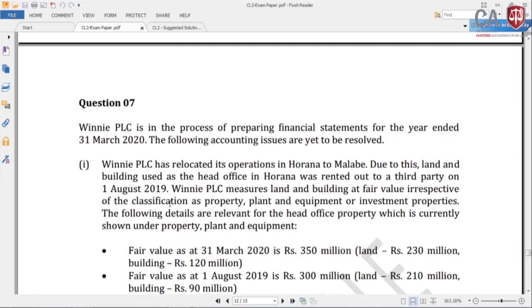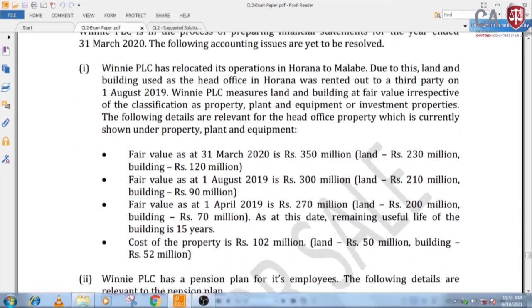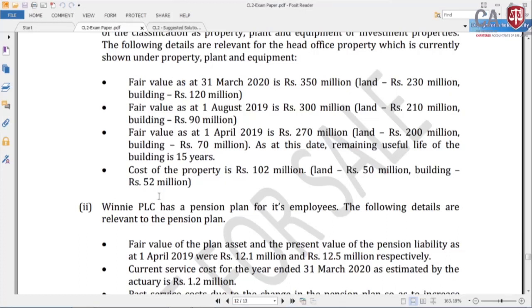The following details are relevant for the head office property which is currently shown under property, plant and equipment. Fair value as at 31st March 2020 is 350 million rupees, land 230 million, building 120 million. Fair value as at 1st August 19 is 300 million, land 210 million, building 90 million. Fair value as at 1st April 19, 270 million, land 200 million, building 70 million. As at this date, remaining useful life of the building is 15 years. Cost of the property is 102 million rupees, land 50 million, building 52 million.